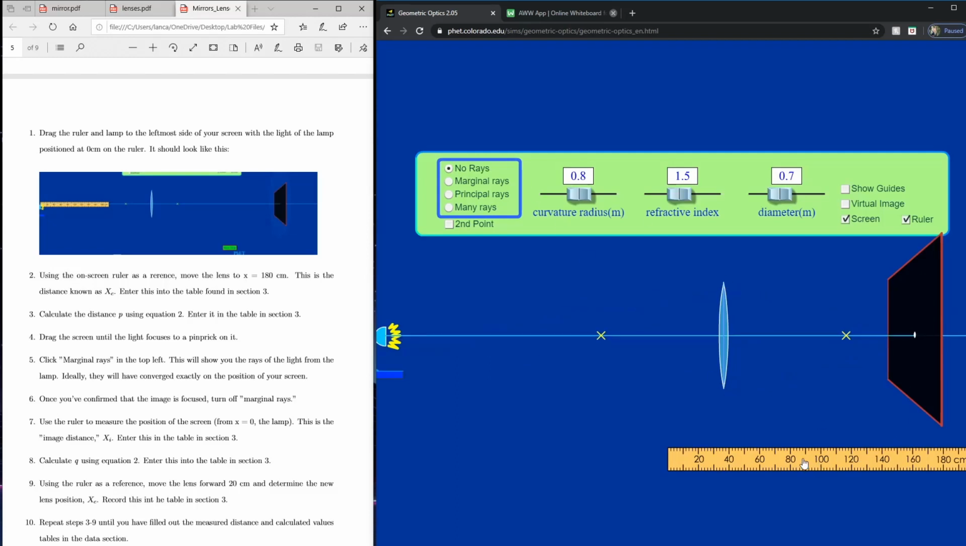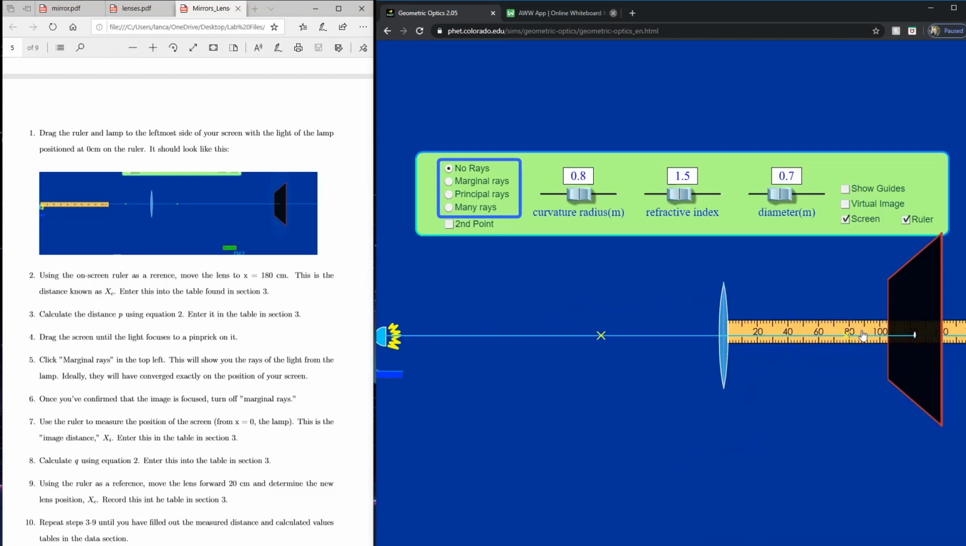I'm going to turn off the rays. We're going to measure the distance between the lens and the screen. Now this time, it looks like we're at about 125 or so centimeters. So, yeah, about halfway between 120 and 130 gives about 125. So now we know the lens is at 220 centimeters plus about 135 centimeters gives us a screen position of 355 centimeters, I believe.